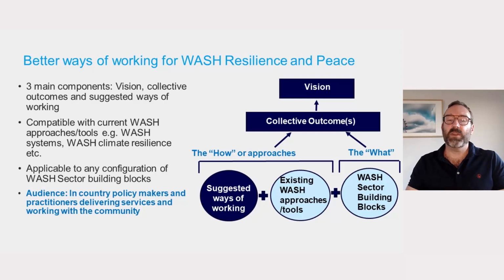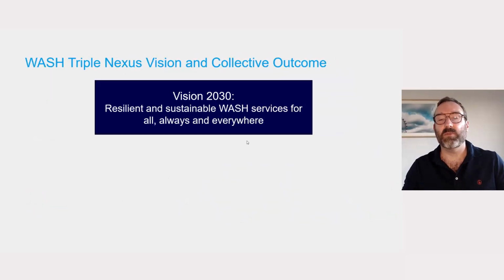So the WASH Triple Nexus vision is to align with the 2030 agenda, the Sustainable Development Agenda, and to also align with the recommendations that came out of the World Humanitarian Summit in 2016, to ensure resilient and sustainable WASH services for all. This is inclusive of all groups, leaving no one behind, always, so in crisis and outside of crisis, and everywhere, so not excluding any geographical areas.